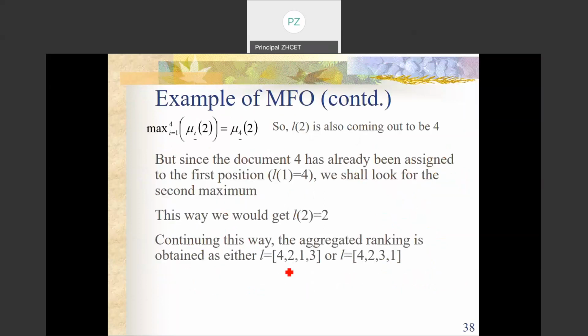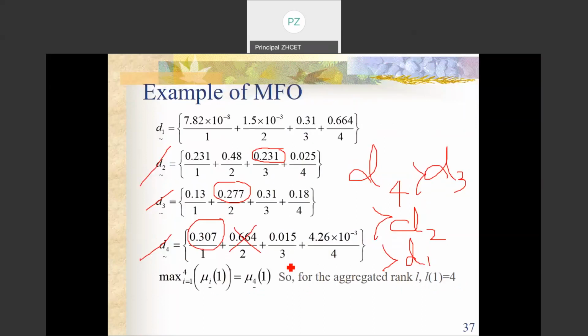So you see that we get 4213. Let me see, have I gone wrong somewhere? Oh, yes. I have gone wrong. Actually, this was the highest value at position 2. So it should not be D3, it should be D2. My mistake, right? So in the third place, there'll be a contention between D1 and D3.